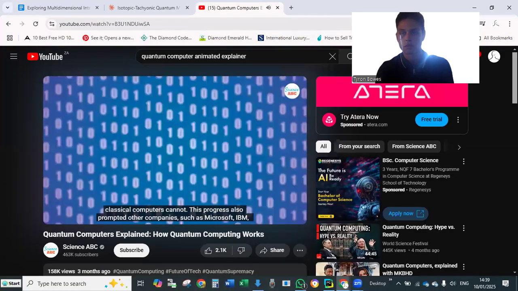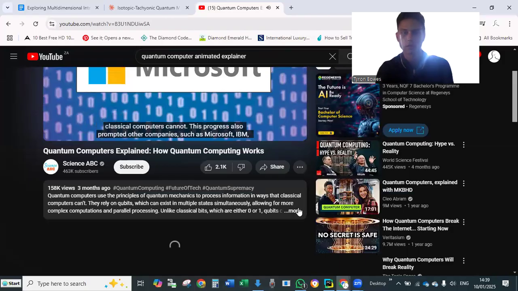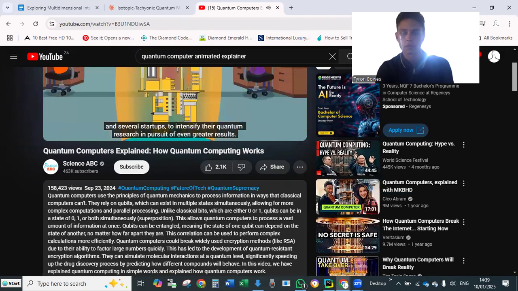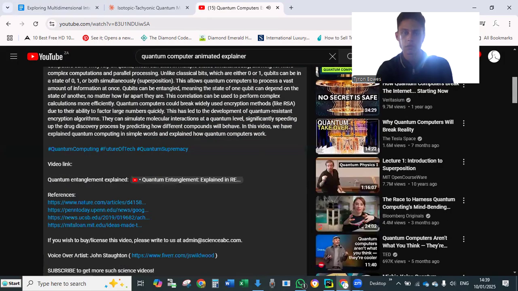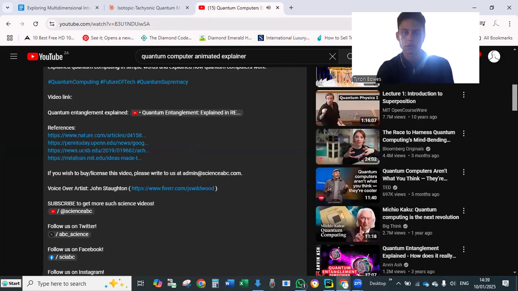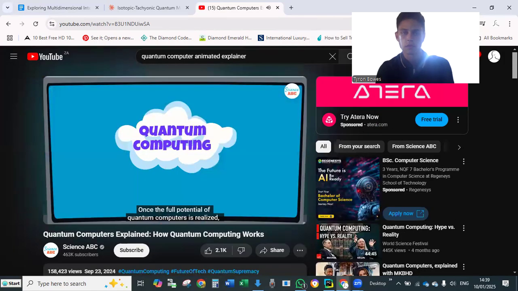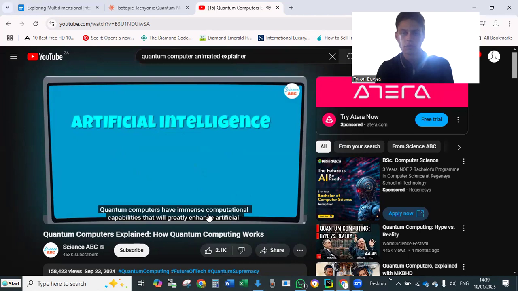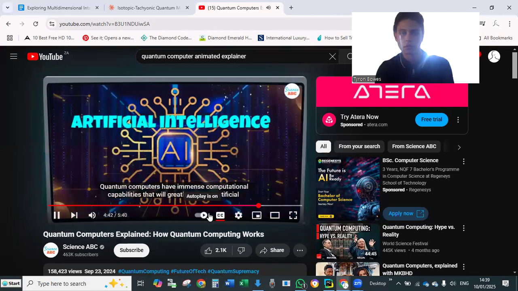This progress also prompted other companies, such as Microsoft, IBM, and several startups, to intensify their quantum research in pursuit of even greater results. Once the full potential of quantum computers is realized, it will herald a world of truly unimaginable possibilities.